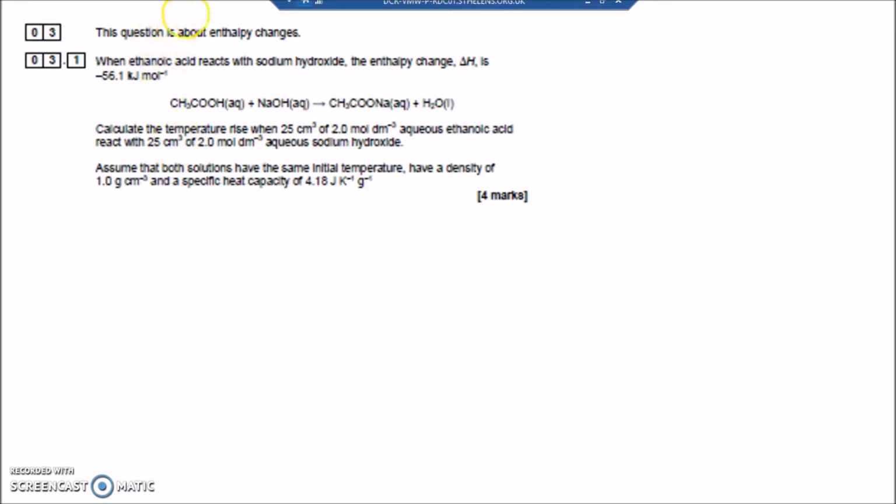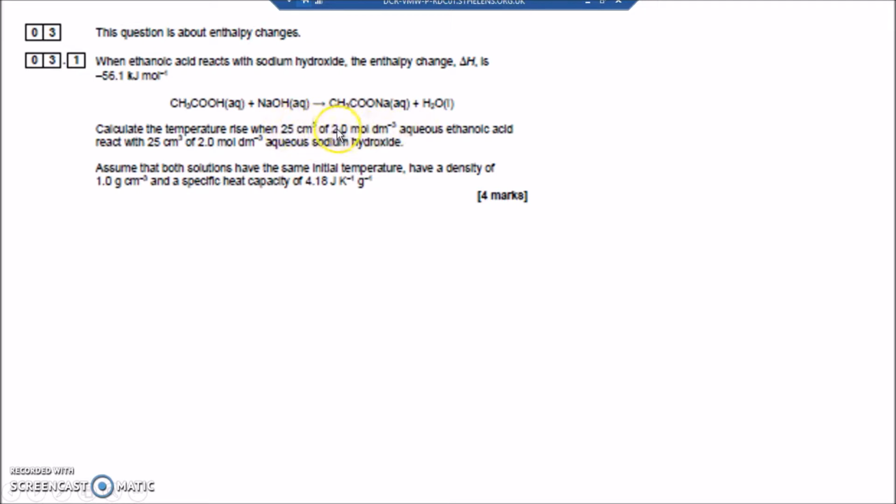Question 3. This question is about enthalpy changes. When ethanoic acid reacts with sodium hydroxide, the enthalpy change delta H is minus 56.1 kilojoules per mole. I've been given an equation, ethanoic acid and sodium hydroxide. Calculate the temperature rise. 25 centimeters cubed of 2 mole per decimeter cubed ethanoic acid. I'm not going to read any further than that.